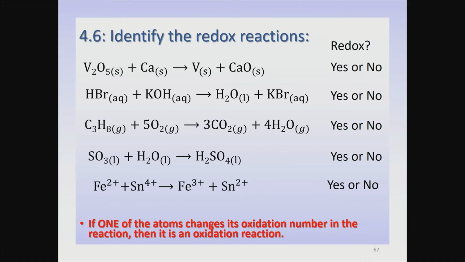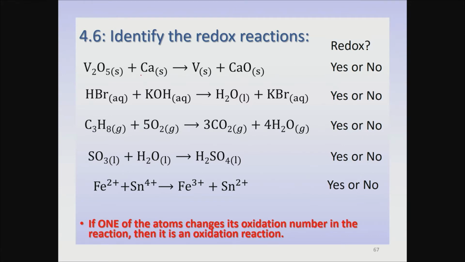So let's look at the first reaction here. We have vanadium oxide reacting with calcium to produce vanadium and calcium oxide. The first thing I probably want to do is identify any free elements and see if those free elements are changing oxidation number.